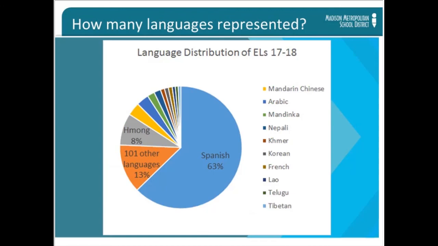Just to give you an idea who we serve again, in our language distribution, the vast majority of our English language learners speak Spanish at home, and then we have a variety of other top languages, such as Hmong, Arabic, Mandinka, Nepali, and all of these enrollments continue to grow.